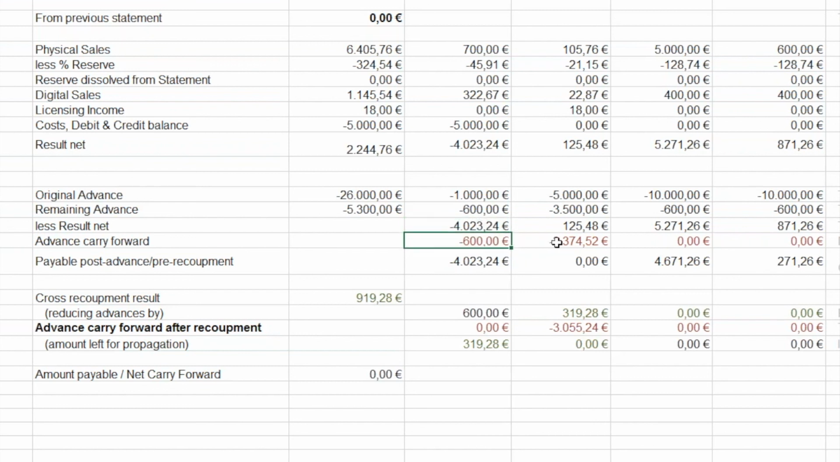So this is reflected in this formula, which is then copied to each individual contract.